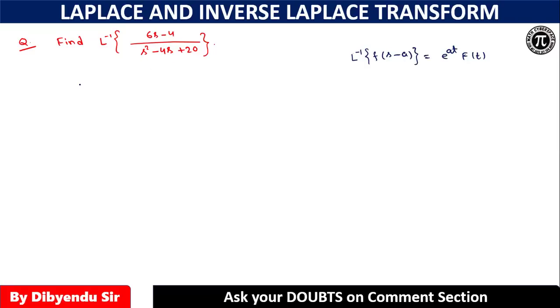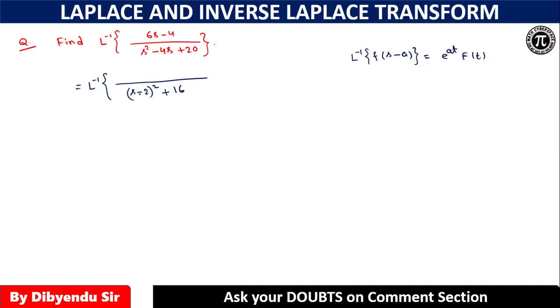So this is equal to Laplace inverse. First, I am writing the denominator. So you can write s minus 2 whole square. S minus 2 whole square, that means s square minus 4s plus 4. But here the term is plus 20. That means you have to write plus 16. Yes or no? S square minus 4s plus 4 plus 16. Clear? So in place of s, you are getting s minus 2.